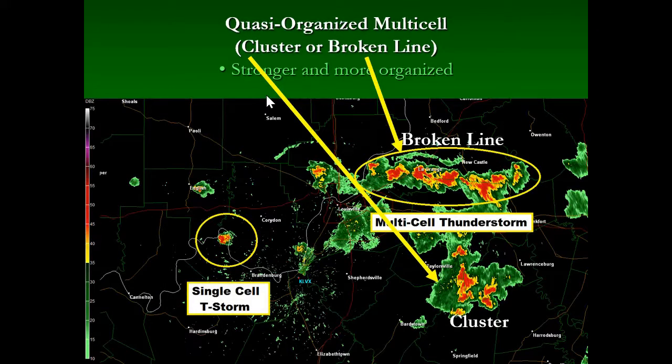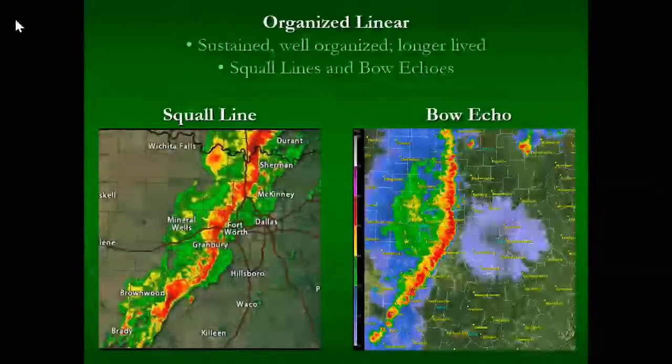Then you have your quasi-organized thunderstorms, and these are stronger and more organized, perhaps representing the evolving thunderstorm in its developing stage, or maybe in its dissipating stage. But you can see two types of quasi-organized thunderstorms here: either the broken line of cells, which you see pictured here, or a cluster of cells, not necessarily in a line, but all the cells are not connected. These are stronger and more organized, and again, often represent developing thunderstorms.